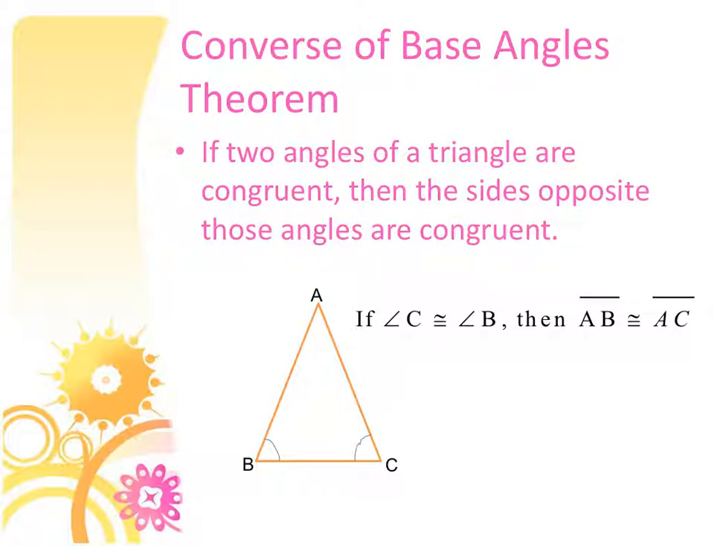All right, the converse of that is obviously the converse, right? Switch the order. Now it says if 2 angles of a triangle are congruent, then the sides opposite those angles are congruent. So if B is congruent to C, then the side opposite B, which is AC, is congruent to the side opposite C, which is AB. This is the converse of the base angles theorem, or base angles converse, okay? Base angles theorem converse. The order doesn't matter on the word.